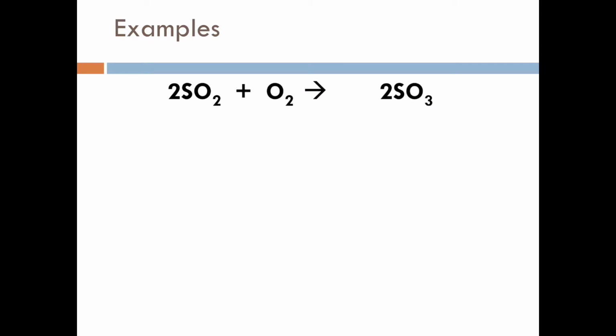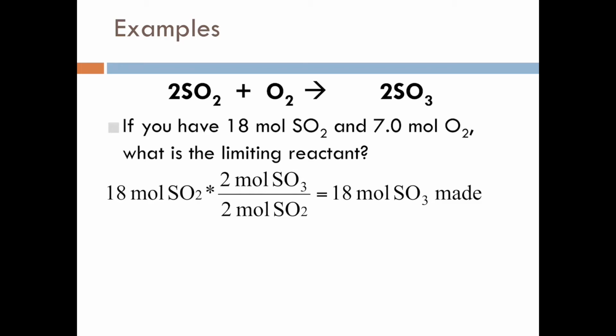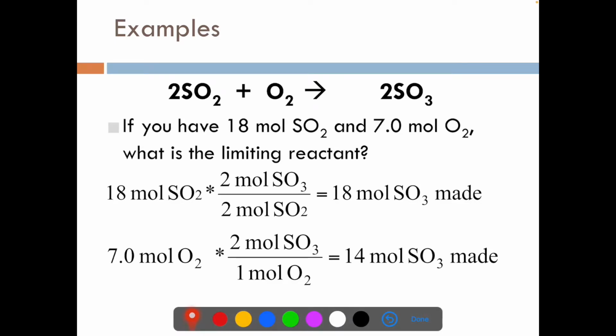So here's some examples. Really simple chemical formula here. If you have 18 moles of sulfur dioxide and 7 moles of oxygen, what is the limiting reactant? So in this case, and every case with limiting reactant problems, we need to do 2 separate stoichiometry problems. First, I need to find out how many moles of the product I'm going to make if I start with 18 moles of sulfur dioxide. And then I need to figure out how many moles of the product am I going to make if I start out with 7 moles of oxygen.